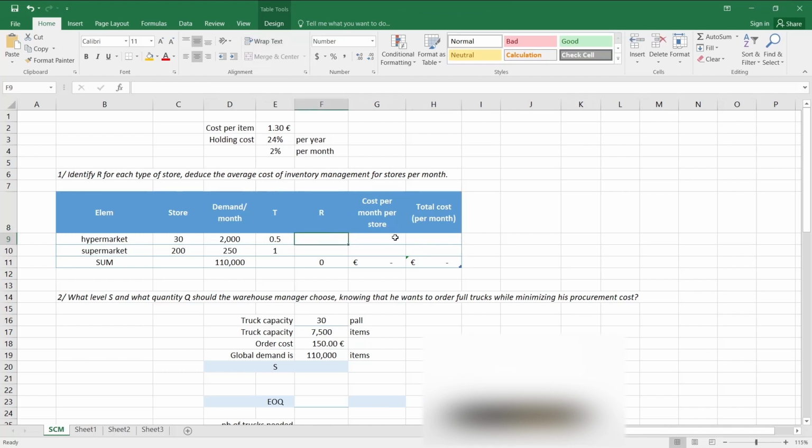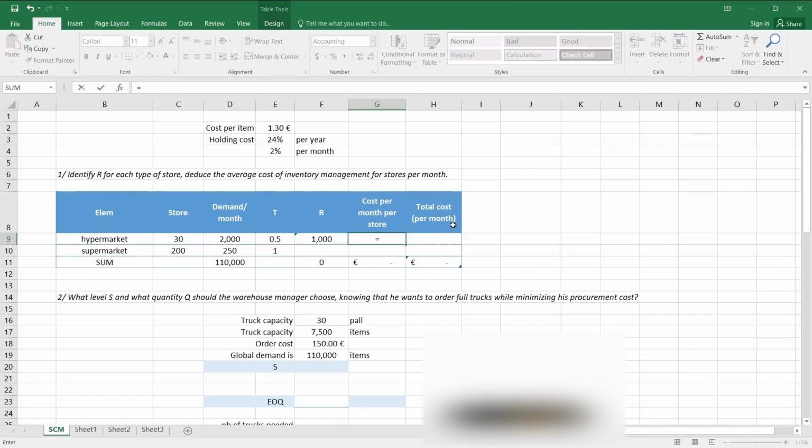Okay, so in order to calculate the replenishment level, we are going to multiply the monthly demand of the hypermarket, which is 2,000 items, times the periodicity of 0.5, and that will give us 1,000 items. And that means that once our inventory level reaches 1,000 items, we are going to go for a replenishment. Okay.